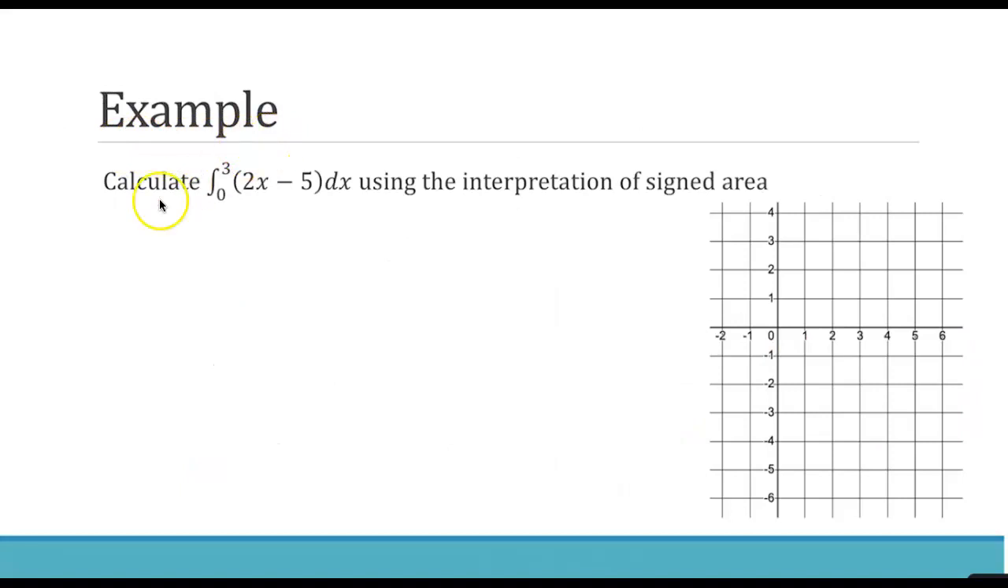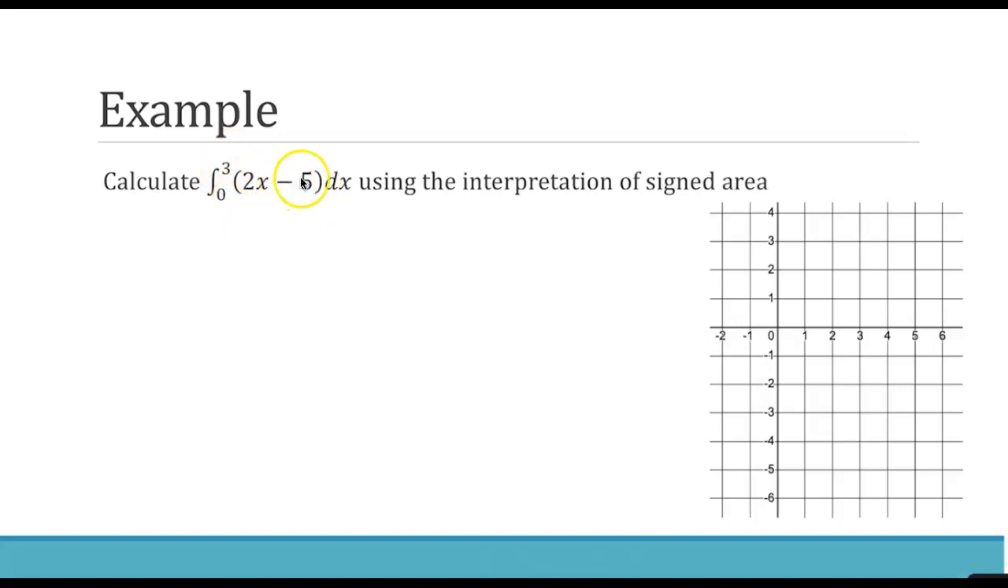In this example, I actually want to calculate the integral from 0 to 3 of the function 2x minus 5 dx using the interpretation of signed area. All right, so here our function is linear, 2x minus 5, so we'll graph it, and we're only concerned with the x interval from 0 to 3.